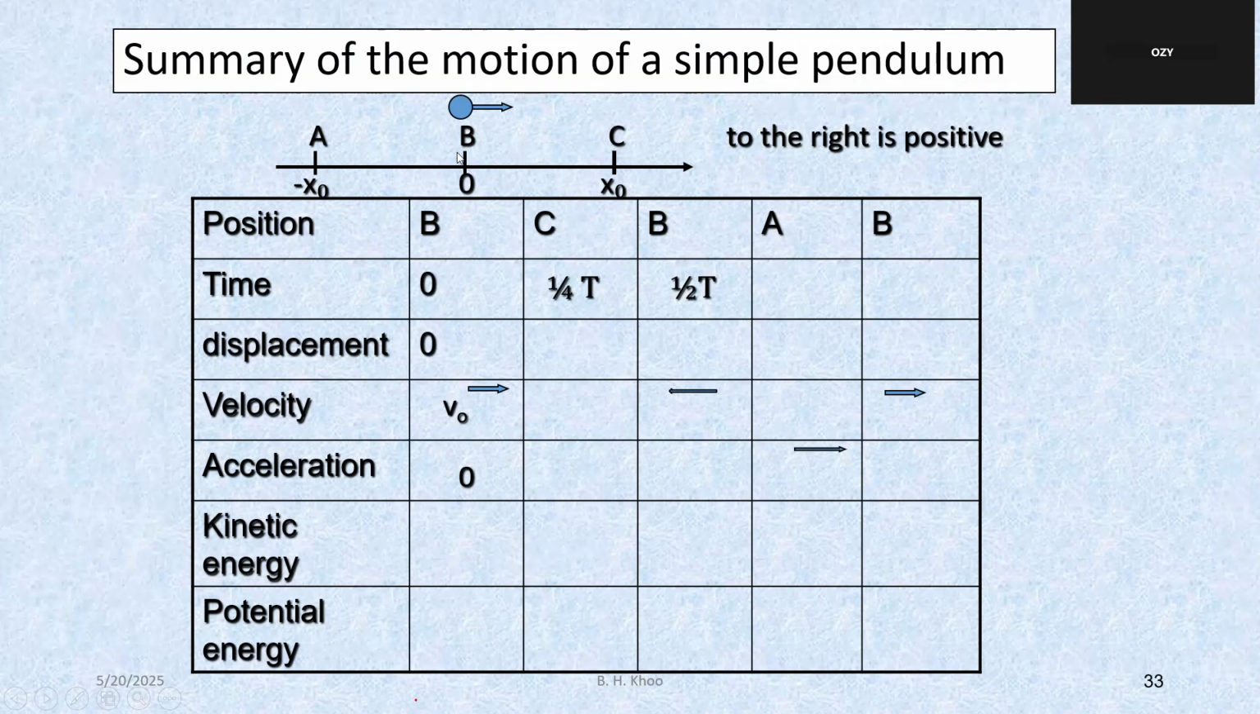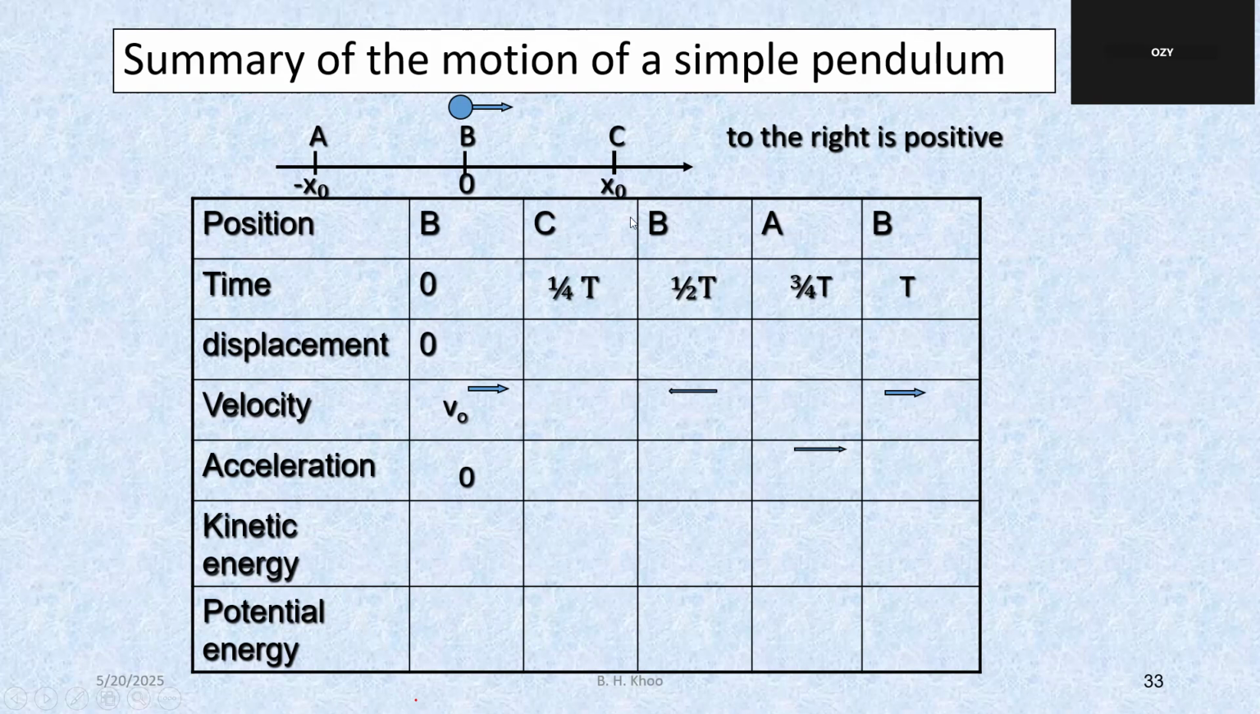From B to C is a quarter of a period. Right? The whole oscillation is one period. So from B to C is a quarter of a period. From C to B is a quarter of a period. That's half a period. Then from B to A is another quarter of a period, so it's 3/4. From A to B is another quarter, so it's a period. So if we think in terms of displacement, it will be 0.